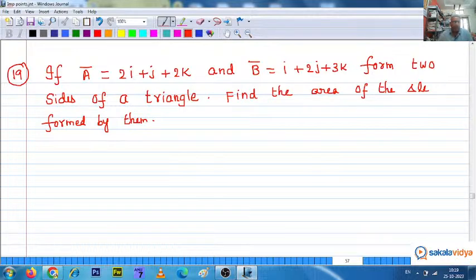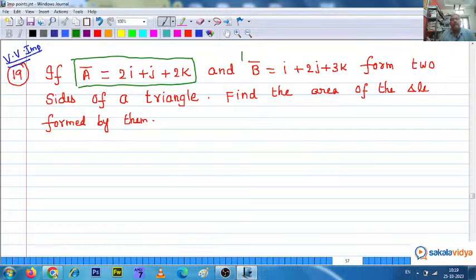This is very, very important, my dear students. Please remember, this is very, very important. Right. How to evaluate? Very simple. So, first A cross B find out, multiply with half, you will be getting vector area of the triangle formed by the two vectors. So, first vector A bar is equal to 2i plus j plus 2k. B bar is equal to i plus 2j plus 3k.